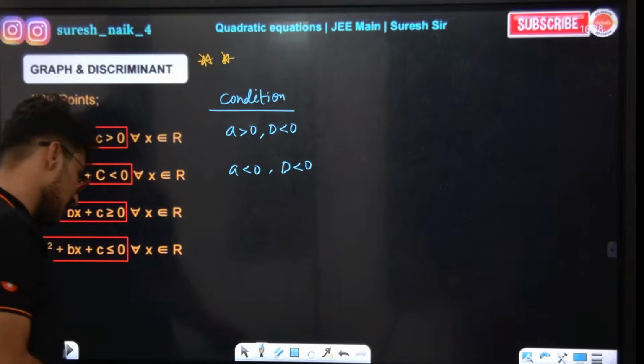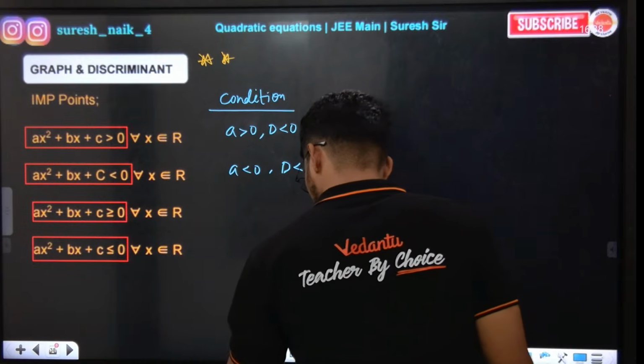F of x greater than or equal to 0. What is the condition for f of x greater than or equal to 0? Tell me.